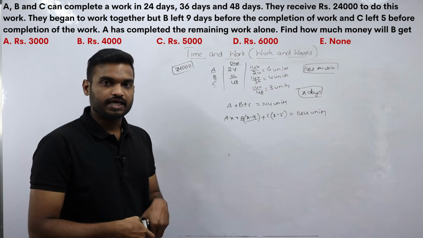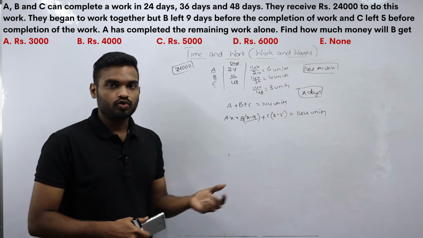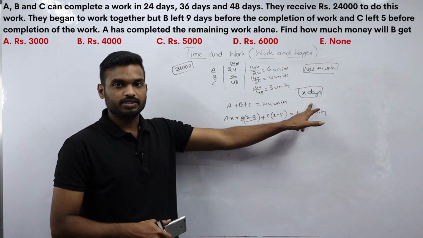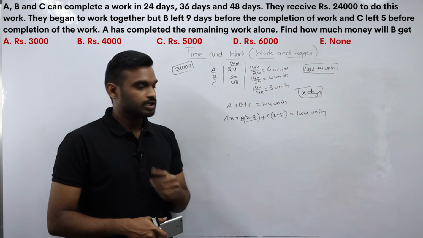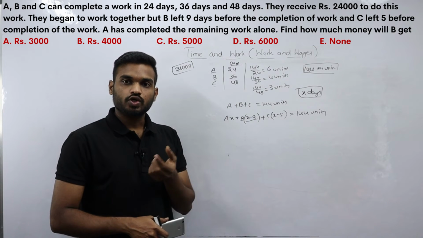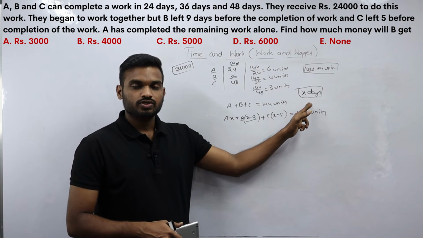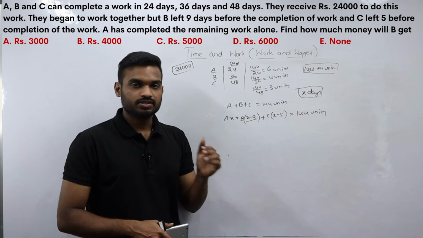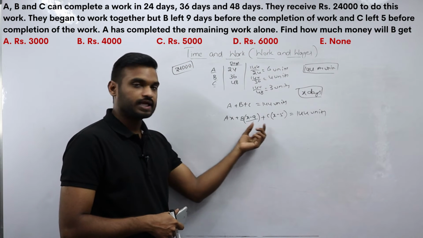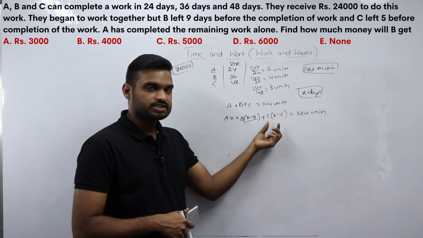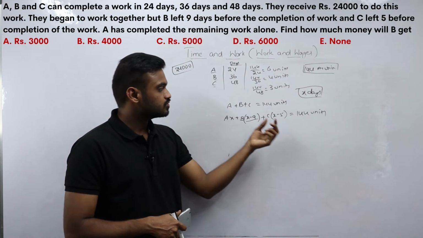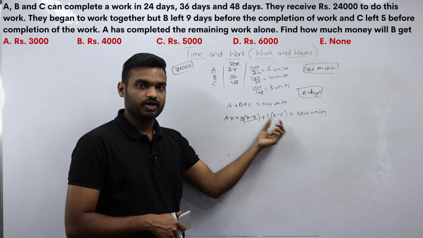I hope you are understanding. I will explain once again. We don't know the total amount of time taken to complete the work, so I am assuming the total time is X days. B is leaving the work 9 days before the total completion of work. Total work is completed in X days, so B is leaving 9 days before X. So I am writing X minus 9. B is working for only X minus 9 days. In the same way, C is leaving 5 days before the total work is completed, so 5 days before X, X minus 5.